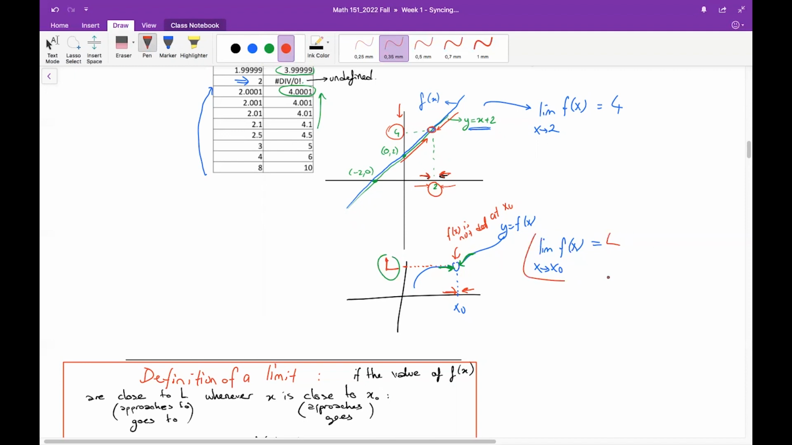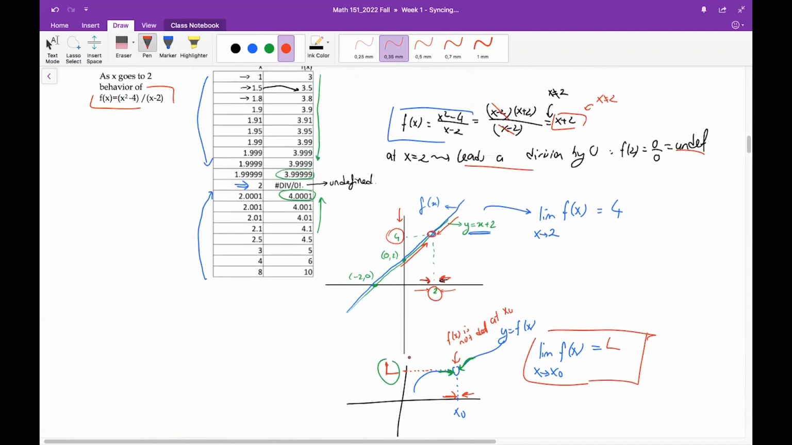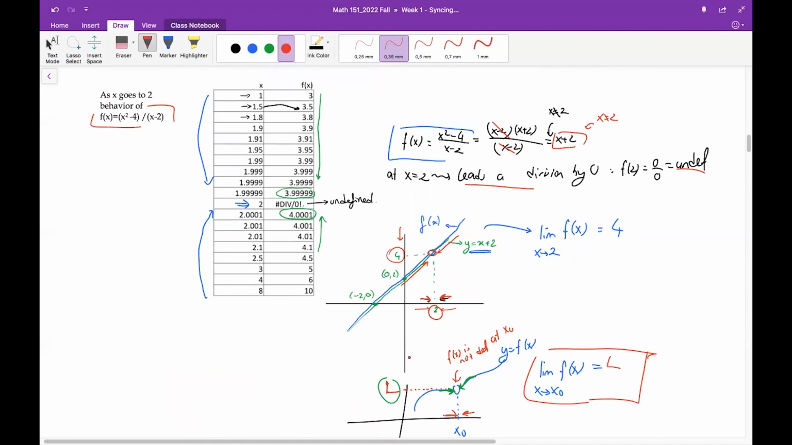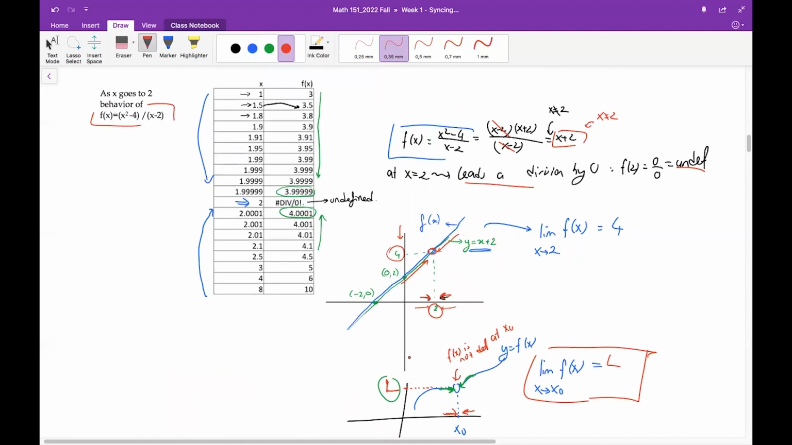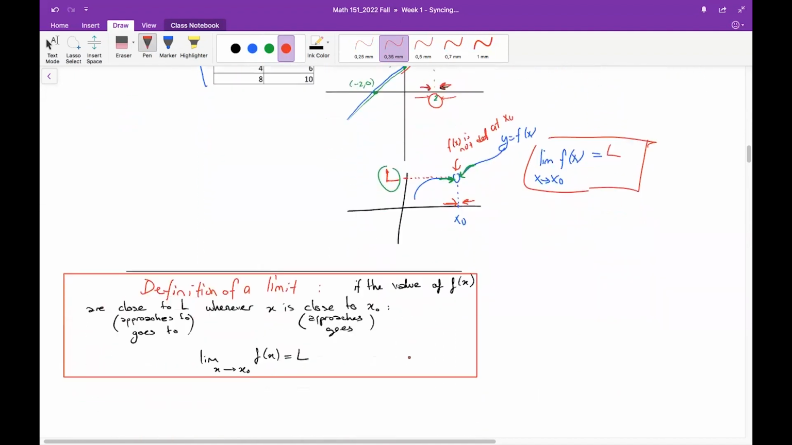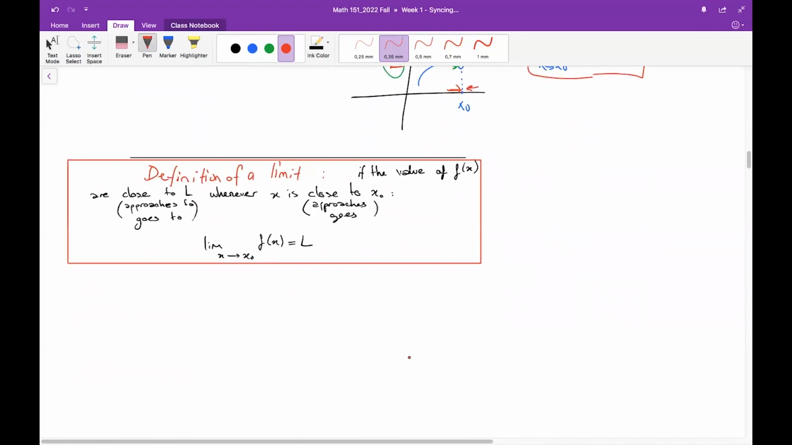And you can put this equality sign here and say the limit is L, even if your function is not defined at that particular value, okay? So after looking at this informal explanation of this limit, now we can look at the formal definition of a limit.